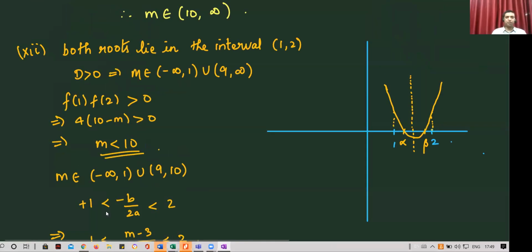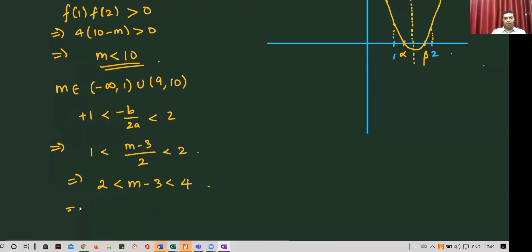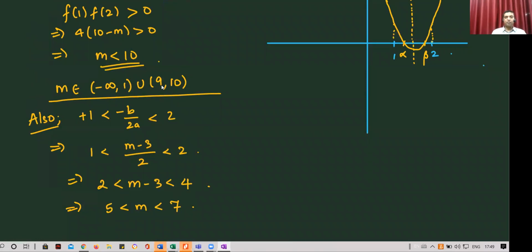In the previous case, you cannot say that because it can be anything. But in this case, this is a must. Now you add 3, 5m less than 7. Now this condition gives m cannot lie between 1 and 9. M can lie between 9 and 10 and less than 1. But this condition gives M should lie between 5 and 7.